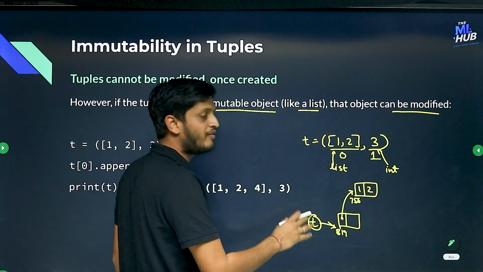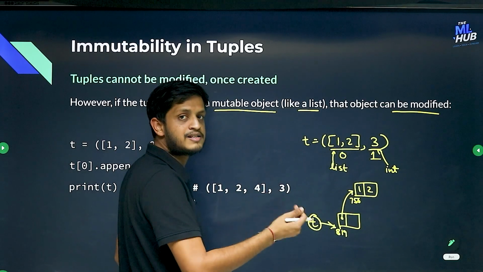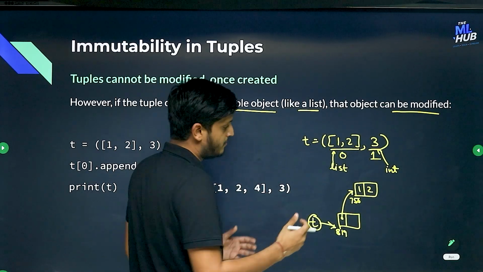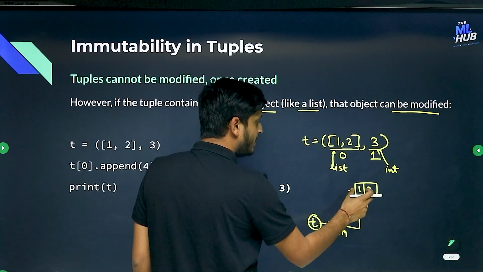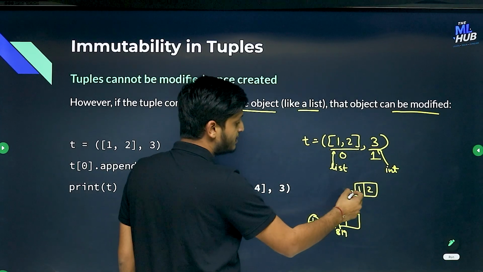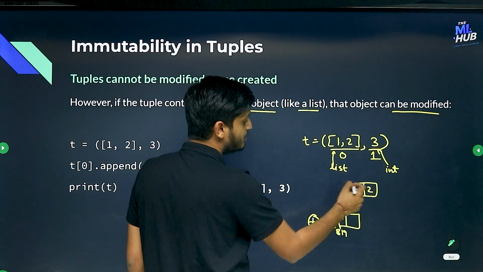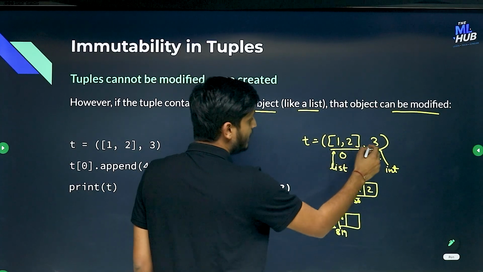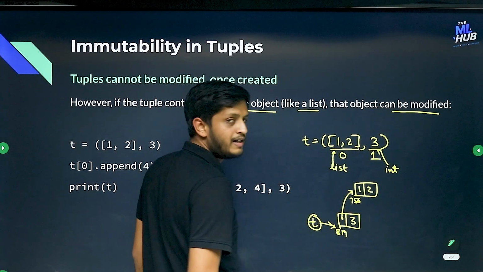Again, this concept we have covered in list lecture. If you are creating list inside a list, how is the memory managed? Okay. So it will create the list at some other memory location and it will just store the pointer as the first index inside the tuple. Now the second element is the integer 3. So integer 3 will be present as it is.